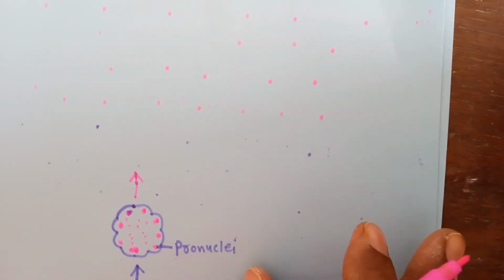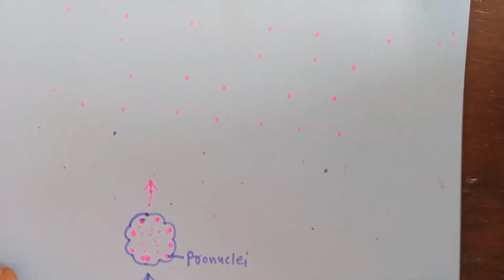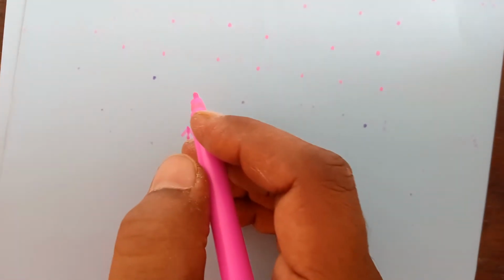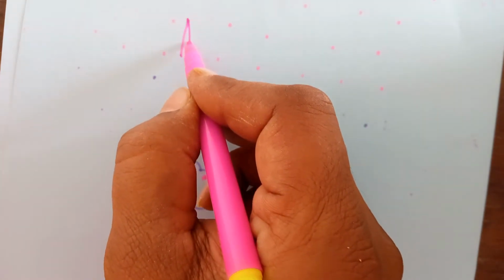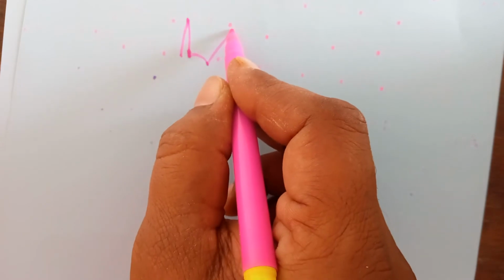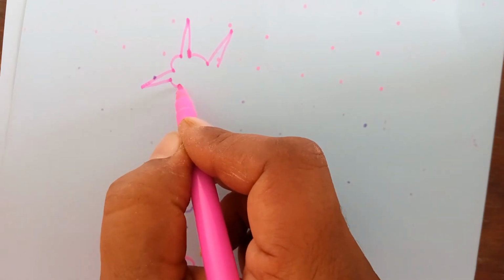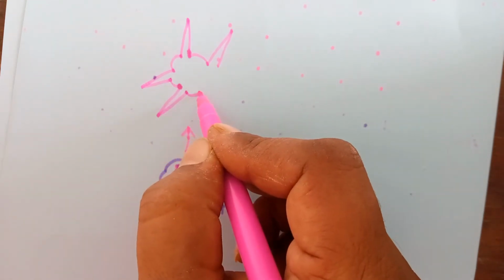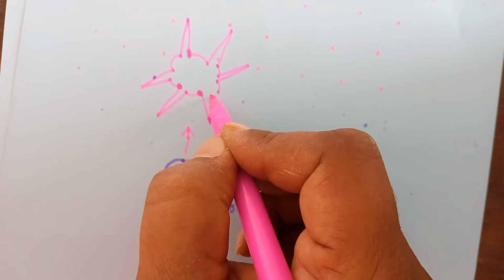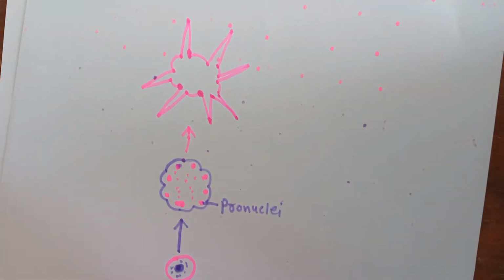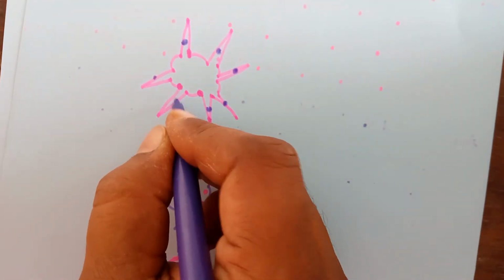Later, each and every nucleus takes cytoplasm and forms flagella-like structures. The formation of the 8 flagella-like structures, the male gametes, is called exflagellation.